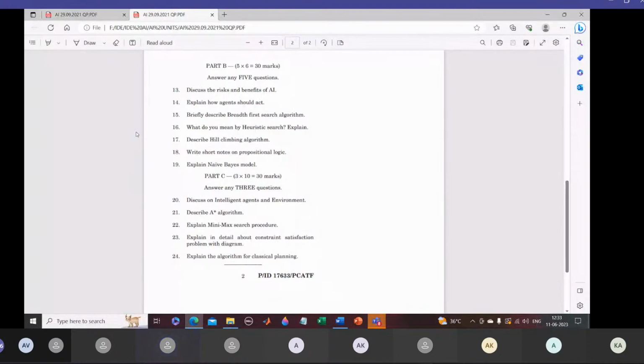So we'll be seeing one by one. So let us suppose we have a self-driving car. How are we going to represent that PEAS? Performance. When you take a car, what performance do you look for?